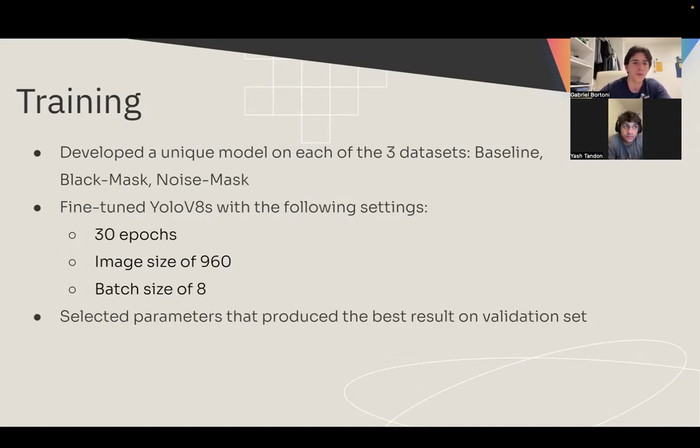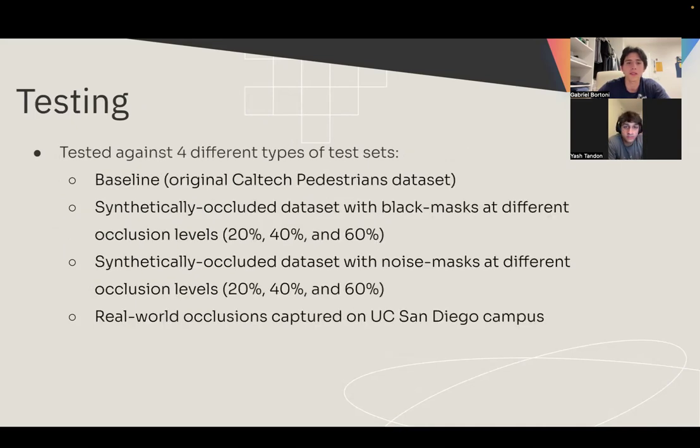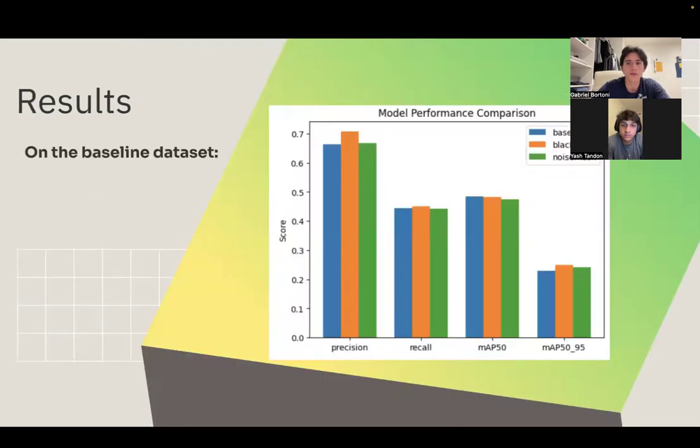For training, we had three different data sets: the baseline data set, black mask data set, and noise mask data set. We fine-tuned YOLO V8s using 30 epochs, an image size of 960, and a batch size of 8, and this produced the best result on the validation set. Then we tested those three different models on four different test sets: the baseline, the synthetically occluded data sets with black masks and noise masks, and real-world occlusions.